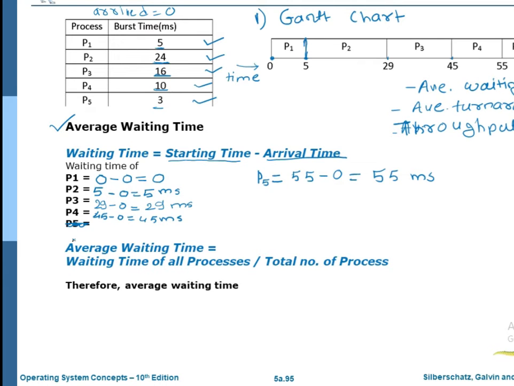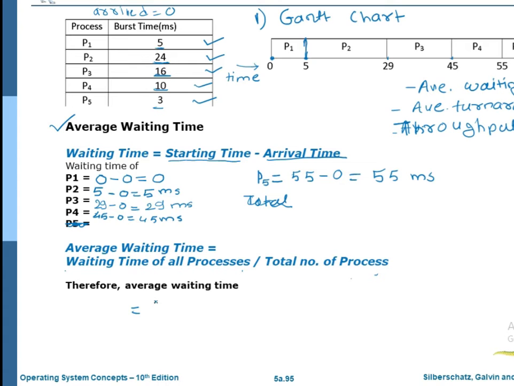And what is the formula of average waiting time? Waiting time of all the processes divided by total number of processes. So first we have to calculate the waiting time of all the processes. So total waiting time of all the processes will be, so we'll directly calculate over here. So average waiting time is equal to waiting time of all the processes.